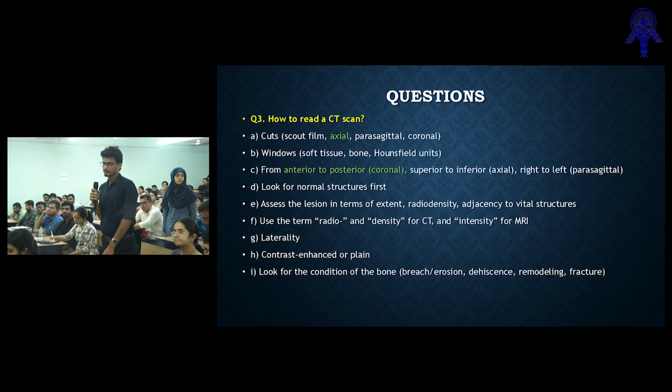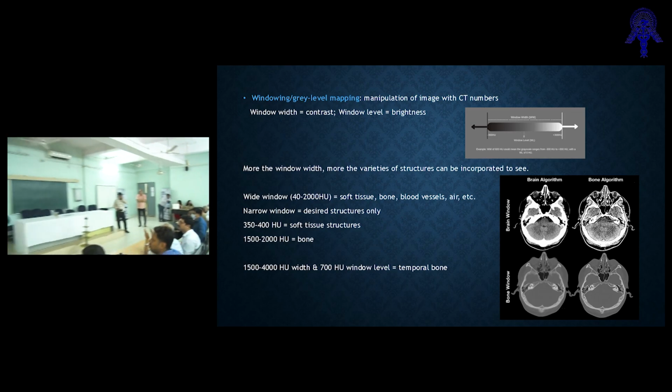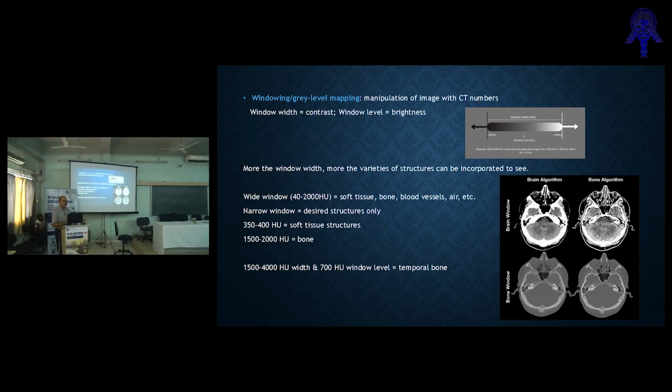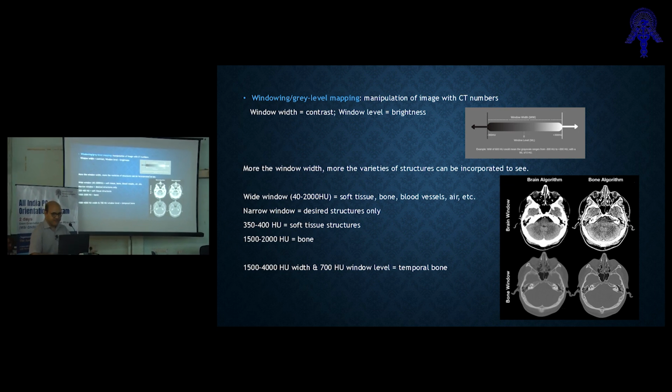Window means range. Okay, so let's go into this detail. We'll come back to these points later. We call it windowing, or gray level mapping. Here in this particular image you can see the window width. This is nothing but the Hounsfield unit.